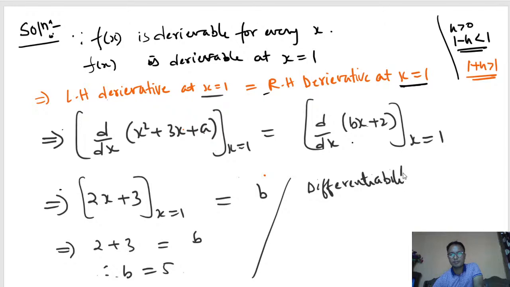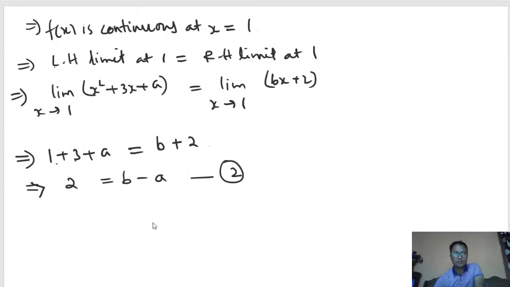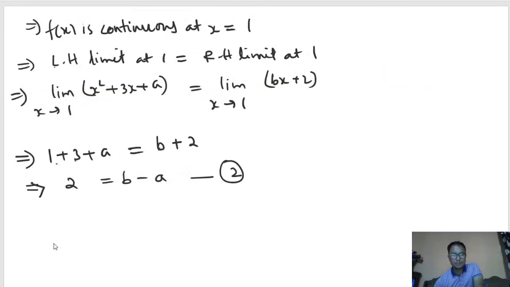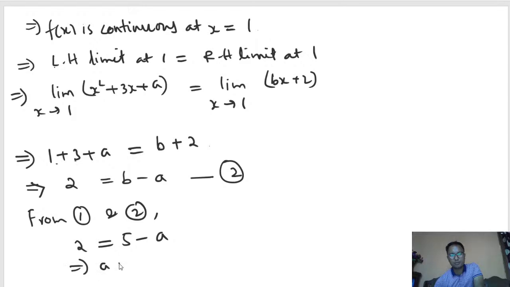Differentiability implies continuity, right? So f(x) is continuous at 1. Let's say this is equation number 1 and this is equation number 2. From 1 and 2, 2 is equal to b minus a, and b is 5. Solve it: the value of a is 3. These are the values. Then we will discuss the concept of this problem.